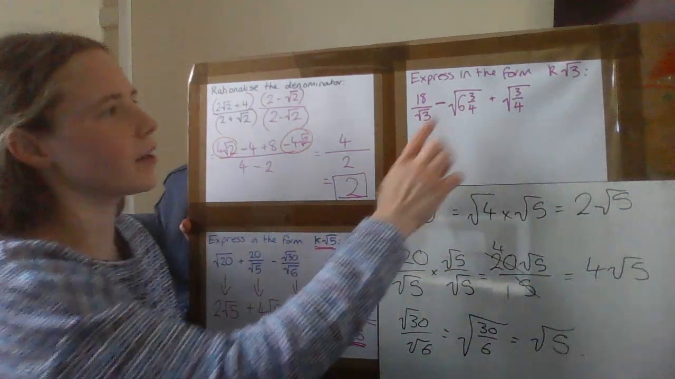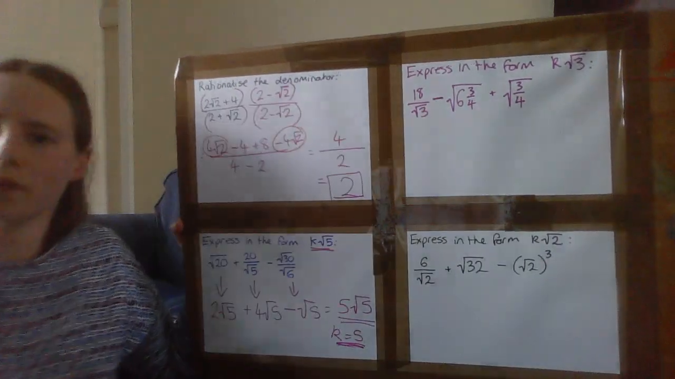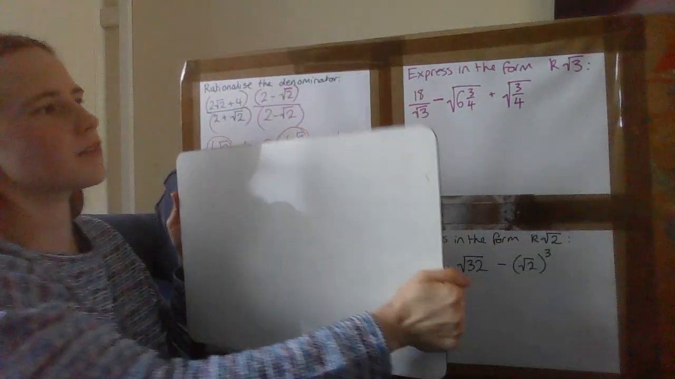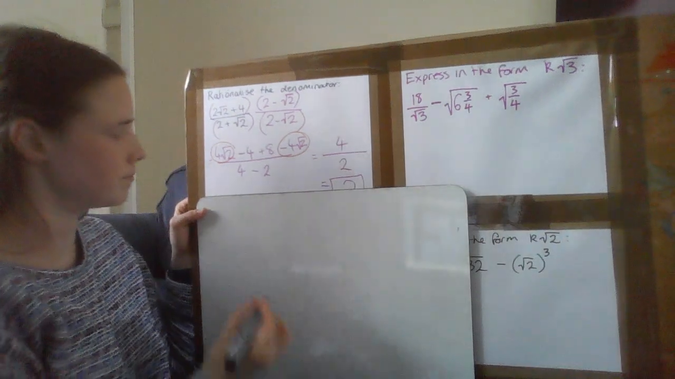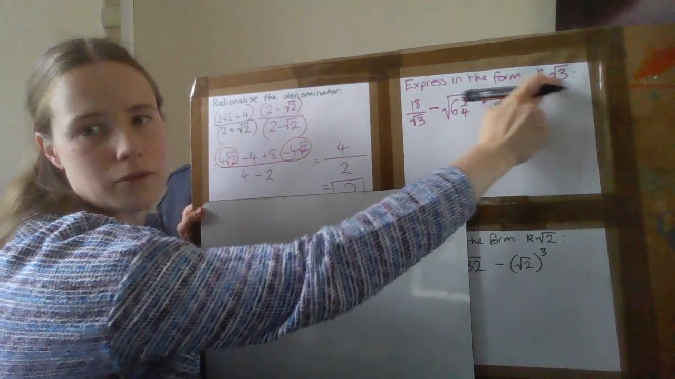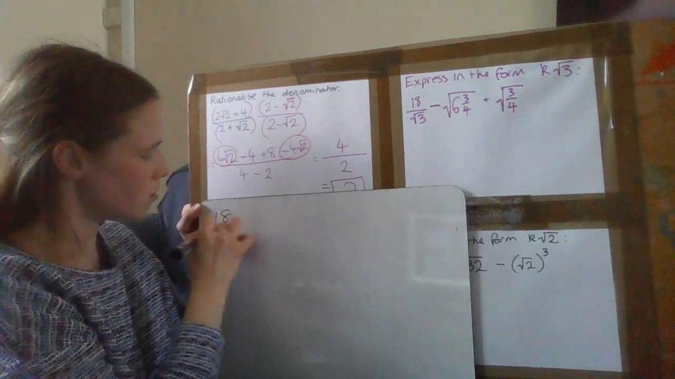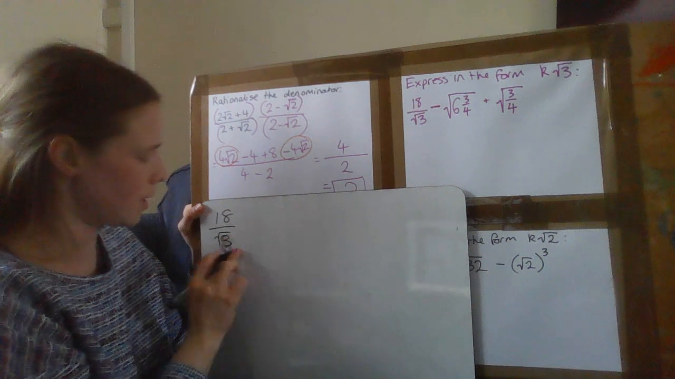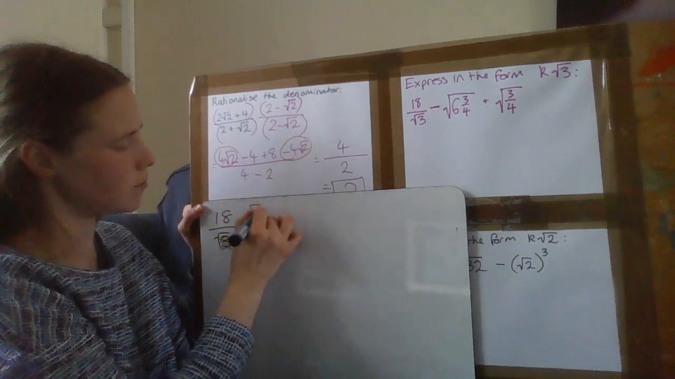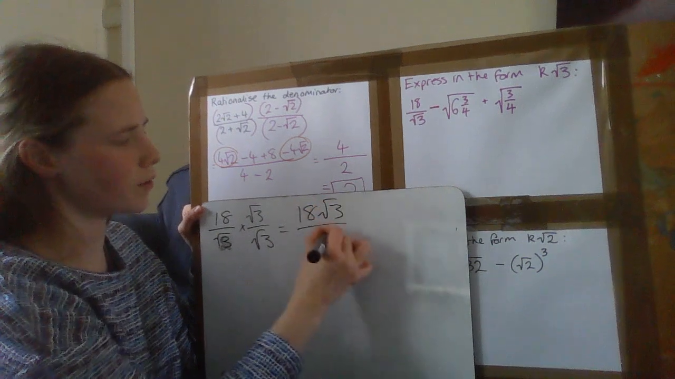Okay. I'm now going to go through this one up here, and just the same as before, I'm going to go through each bit one by one and work out what that's equivalent to, and then put them together as I go. So I'm aiming for k root 3, so I'm going to have a root 3 involved in each part. So first of all, 18 over root 3. I need to rationalise this denominator. I'm going to times top and bottom by root 3, and I'll get 18 root 3 over 3.